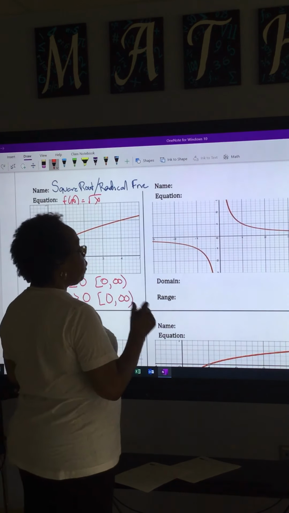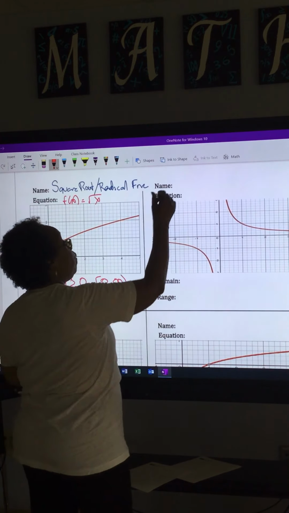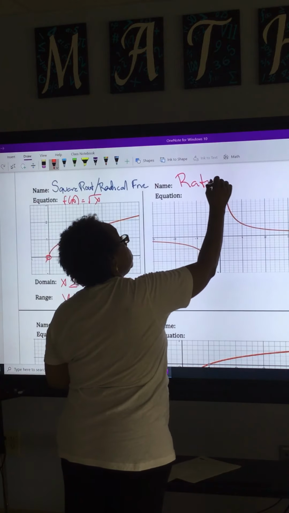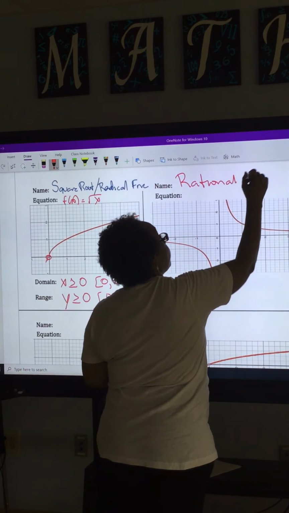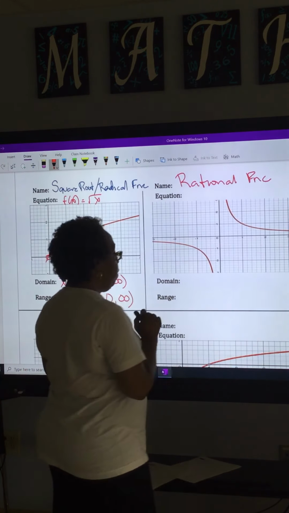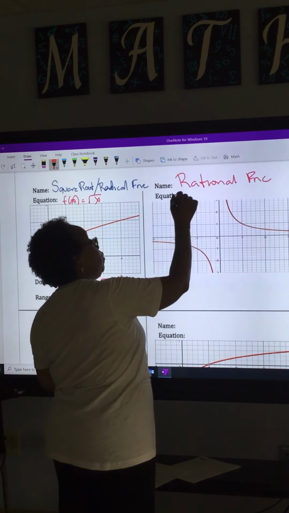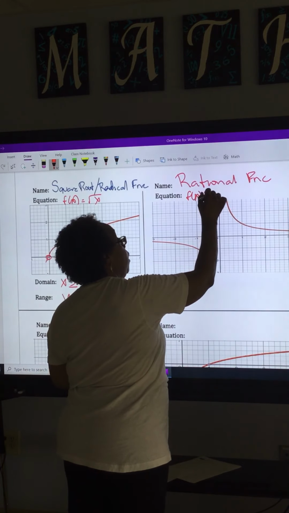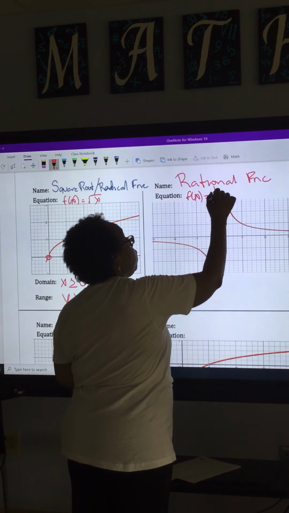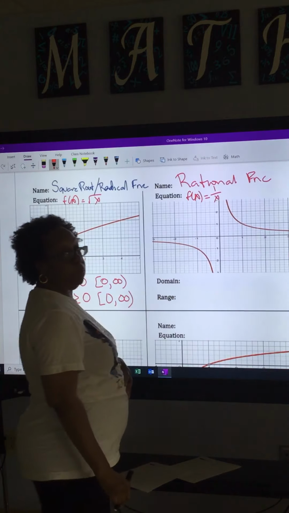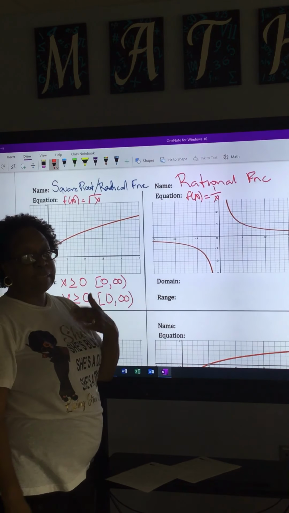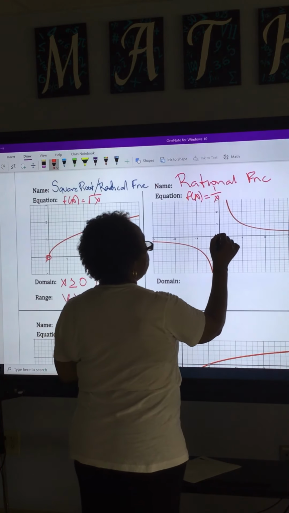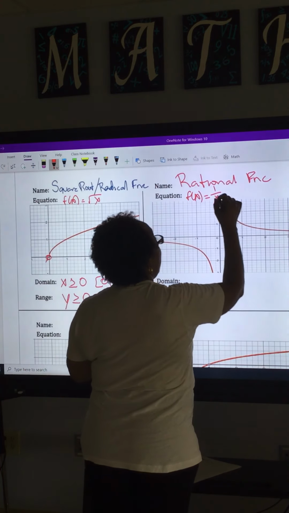Let's take a look. This one is called a rational function. This is a rational function. Okay? The equation for a rational function is f of x equals 1 over x. Okay? Notice the x is in the denominator. Okay, so let's take a look at this. Here's our origin right here. We know this is x and this is y.